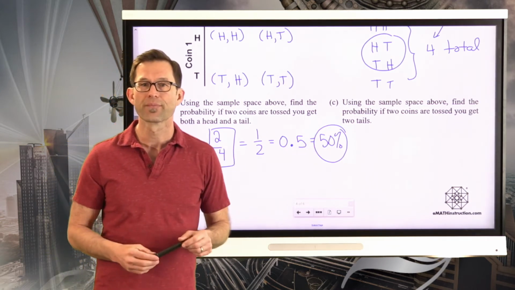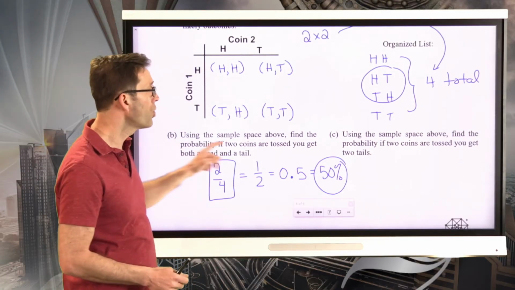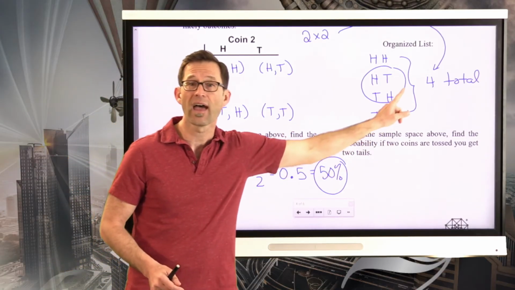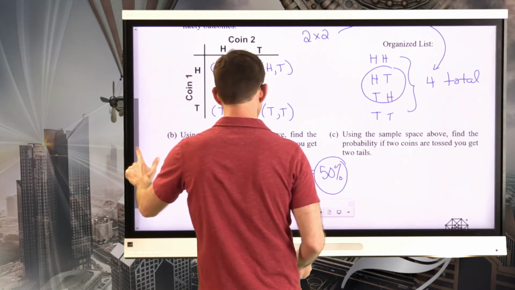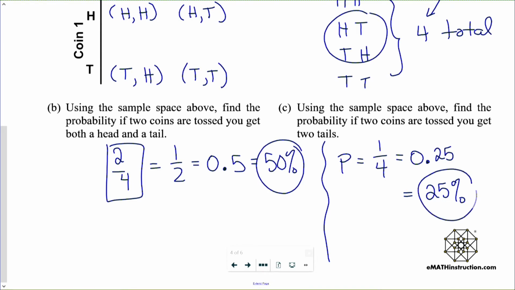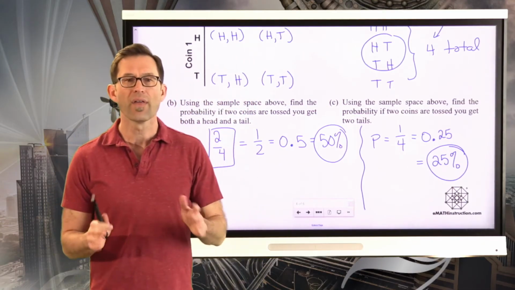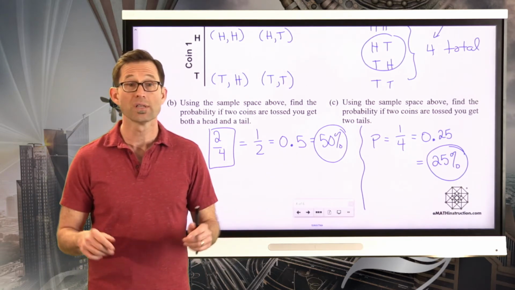Now, letter C, using the sample space above, find the probability if 2 coins are tossed, you get 2 tails. Well, again, there is only 1 equally likely event out of 4 that fall into the event of getting 2 tails. So the probability of getting 2 tails is 1/4, or as a decimal, 0.25, or as a percent, 25%.